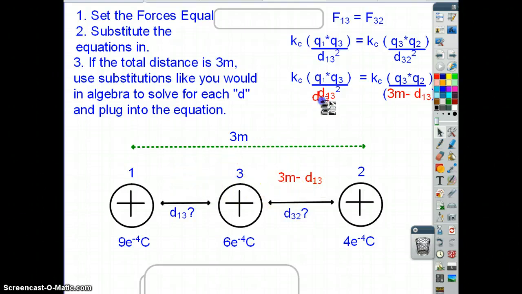So we're going to take these numbers and plug them up into here. We're substituting this in for d3, 2. Okay? Go ahead, pause it if you need to comprehend that.